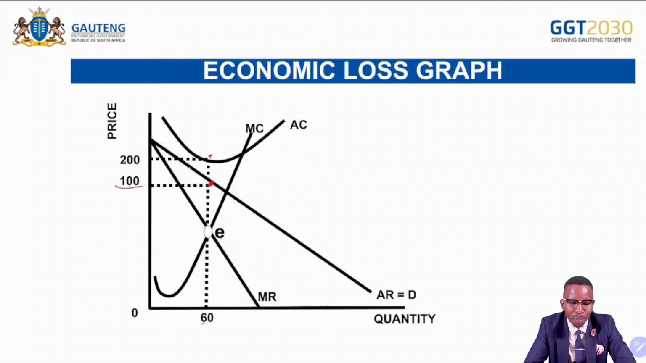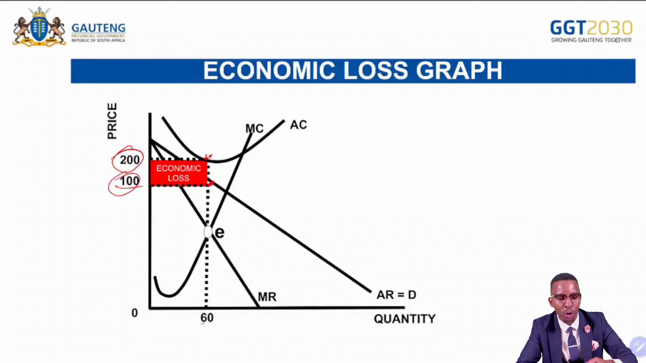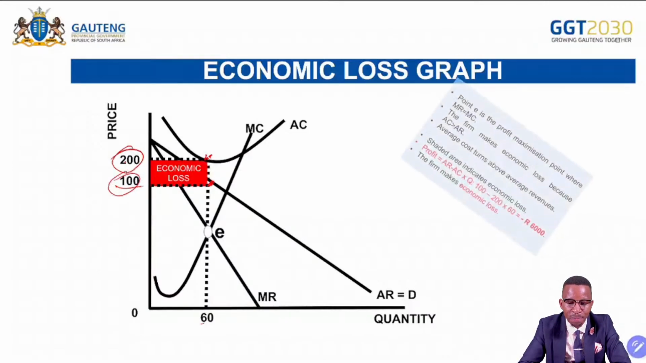This shaded box, which is red, indicates economic loss, because the costs incurred in the business are 200, but revenues received by the business are only 100. For that sake, we say the firm is making economic loss, because expenses are more than income received. We spent more than what we received after sale.